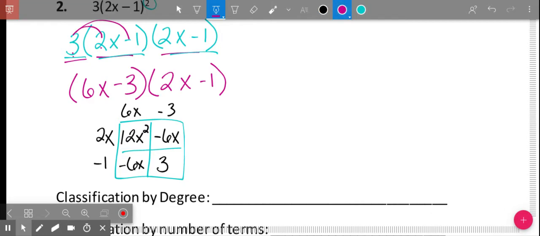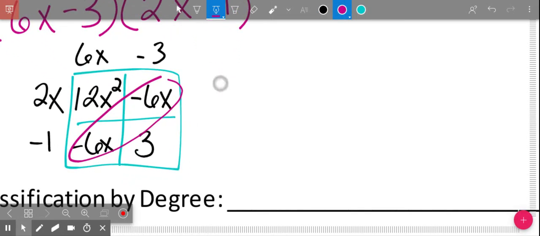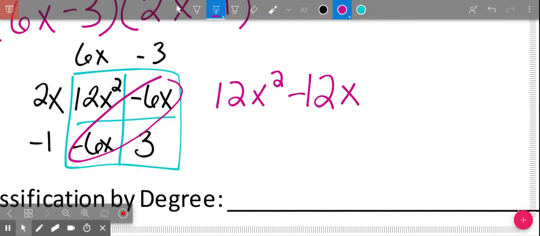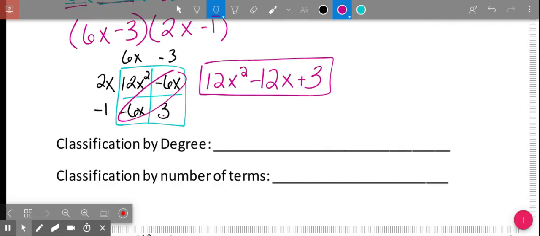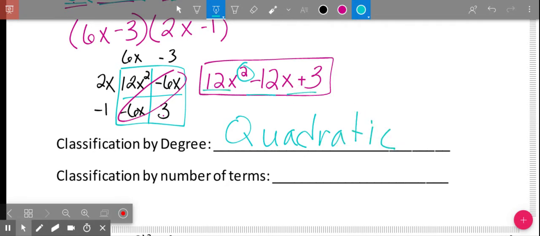Now we just need to combine like terms, which are still on the diagonal. That 12x squared just goes out front. Negative 6 minus 6 gives me negative 12x. And then I just bring over my plus 3. And there we go. So now we still have to classify this. My largest exponent was a 2, so that means quadratic. I have 1, 2, 3 terms, so it's a trinomial.